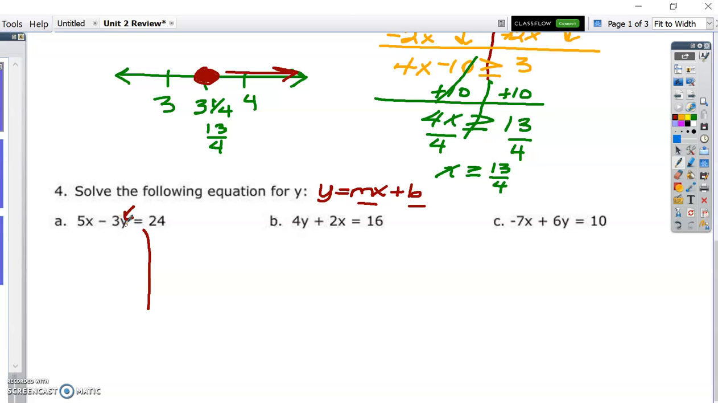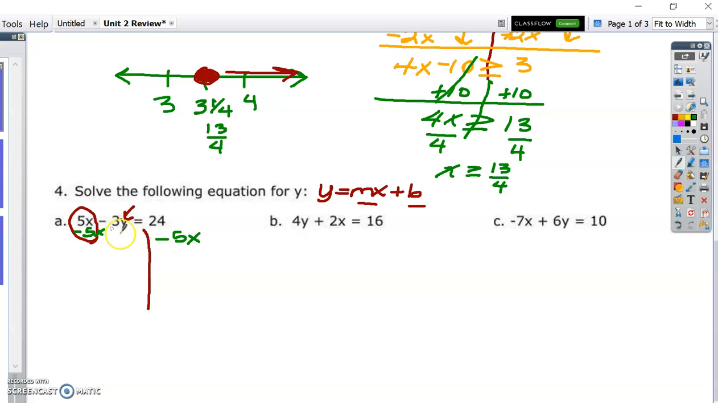We're solving for y. We need to get y by itself. So I need to get rid of this 5x and move it to the other side. I'm going to change color here. Let's go green. So I need a minus 5x, and so I'm going to minus 5x on this side.